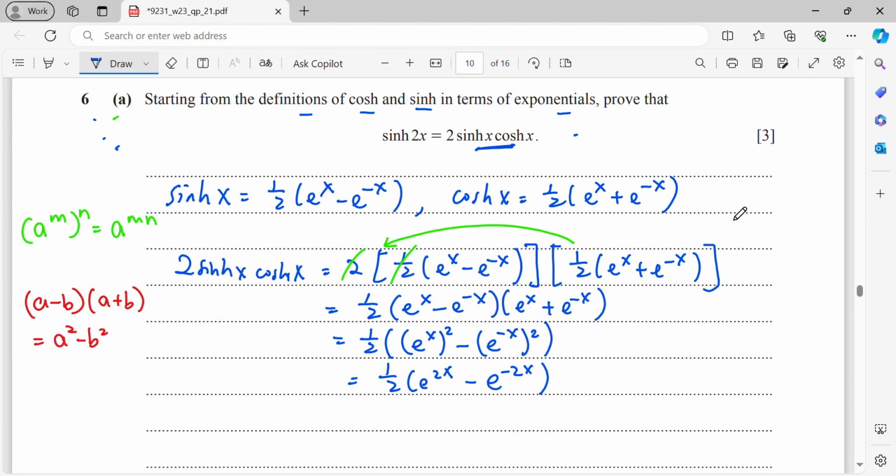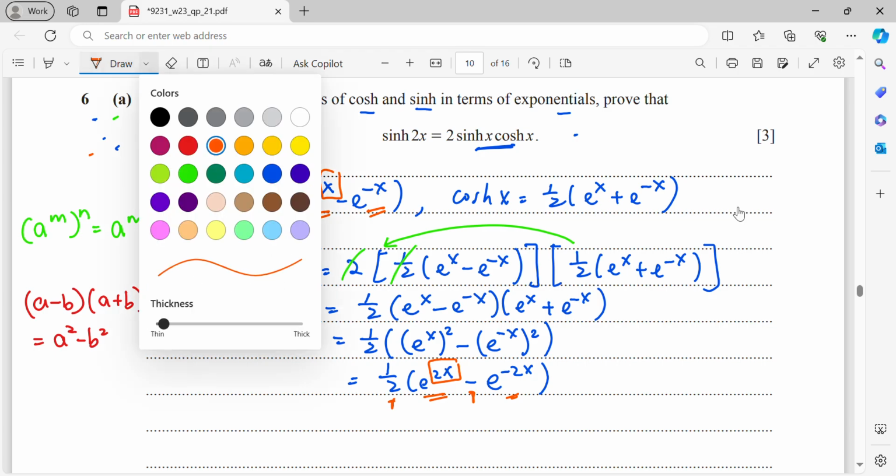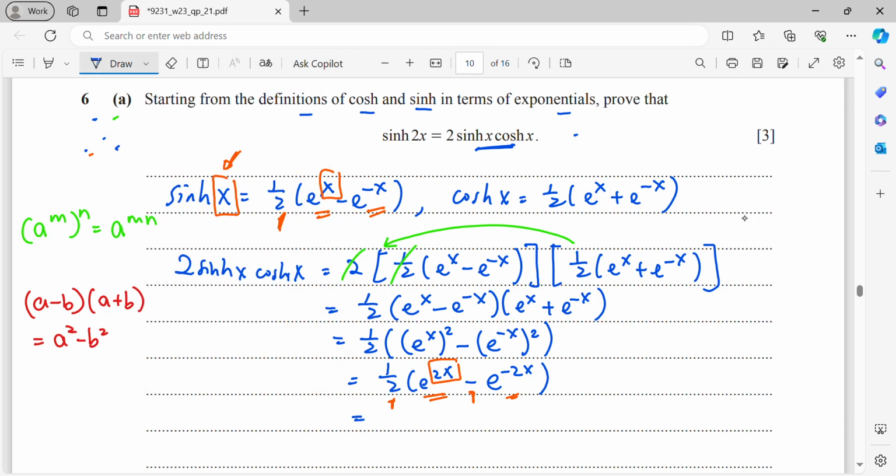Now, when you compare with the sinh, you see here half, here is half, e^x, here is e^x, and then minus e^(-x). That means the x here has been changed to 2x. So therefore, I have to change my x in the sinh x into 2x, which means this is going to be sinh 2x. So I have shown the identity.